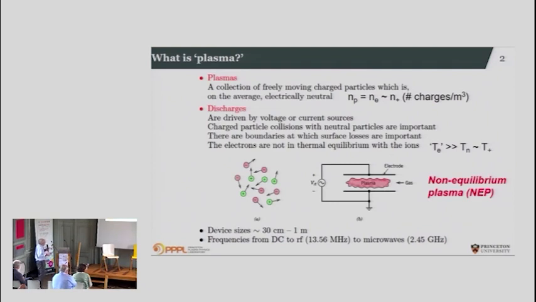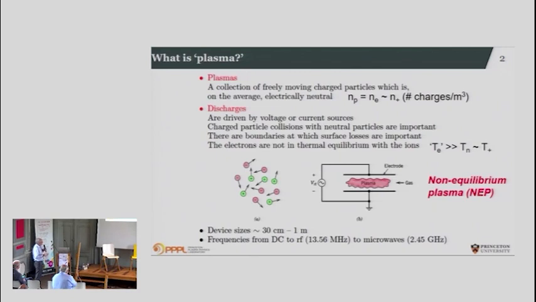Typically you can create plasmas lots of different ways, but the discharges that we use are typically driven by voltage or current sources. You can see this little cartoon here. There's an RF voltage source connected to a couple of electrodes. That creates electric fields. That accelerates electrons. That ionizes the gas. It maintains the plasma.